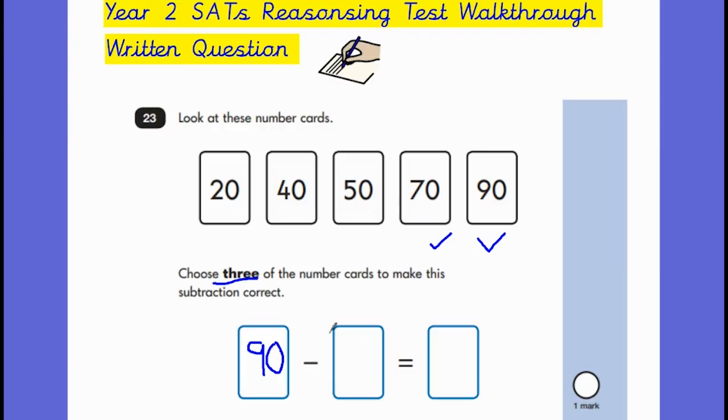So what do we take away from 90 and what could we put in here? We could have 90 take away 70 is 20. Okay, that would be correct. We could have 90 take away 50 is 40. 90 take away 40 is 50. We could have 70 take away 50 is 20. Okay, and 70 take away 20 is 50. So there's quite a few, 6 in total, different combinations. But as long as they choose one of those and make sure they have one of these larger numbers first, they should be able to get this question correct.